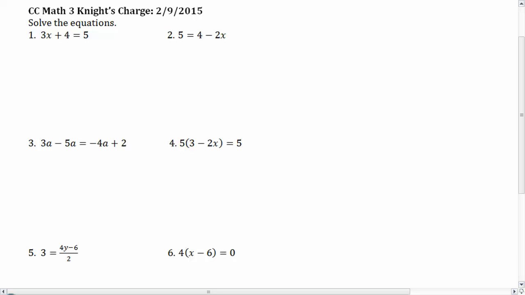Okay. For each one, the key is to isolate the variable so you can get all the way down to either x equals or a equals or y equals. Okay, so this is what solve means. It's finding the one value of x, a, or y, which would make both sides be equal.